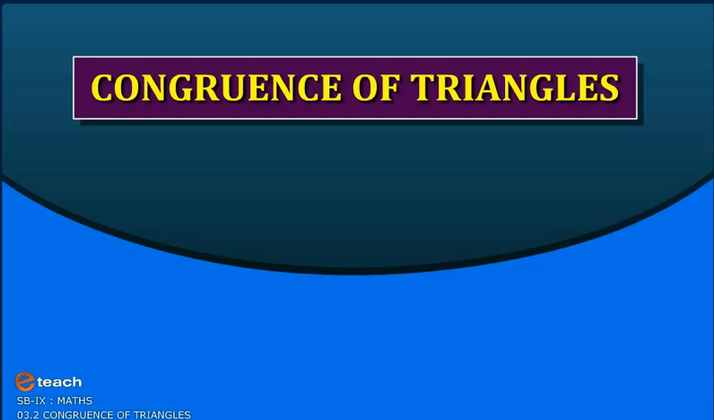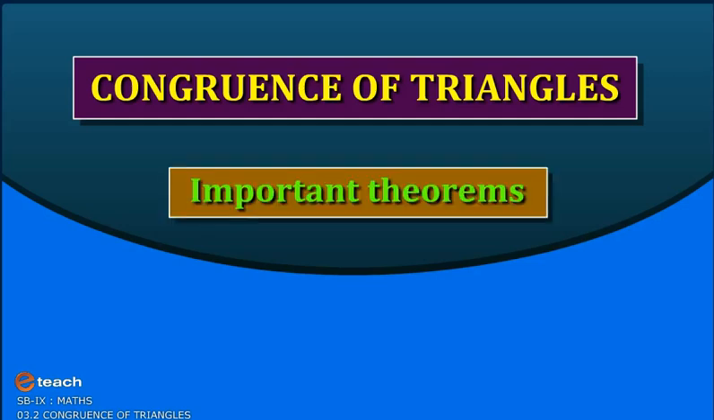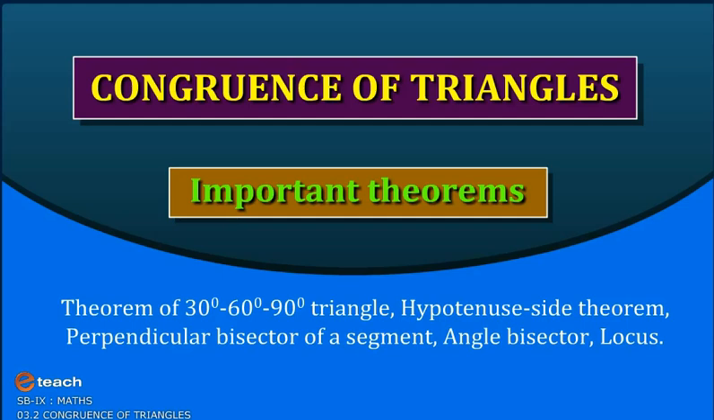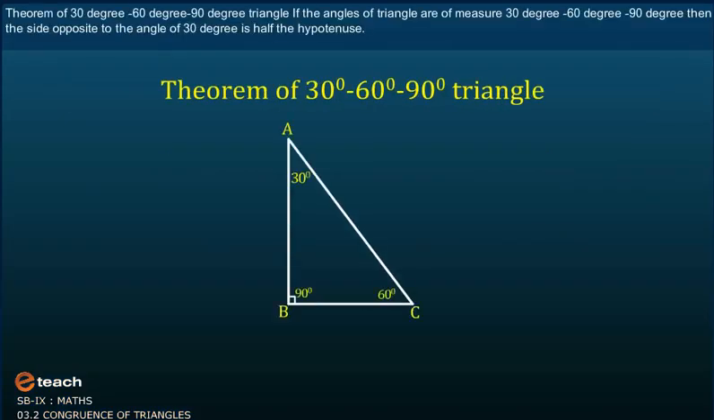Congruence of triangles. Important theorems. Theorem of 30 degree, 60 degree, 90 degree triangle. Hypotenuse-side theorem. Perpendicular bisector of a segment. Angle bisector and locus.